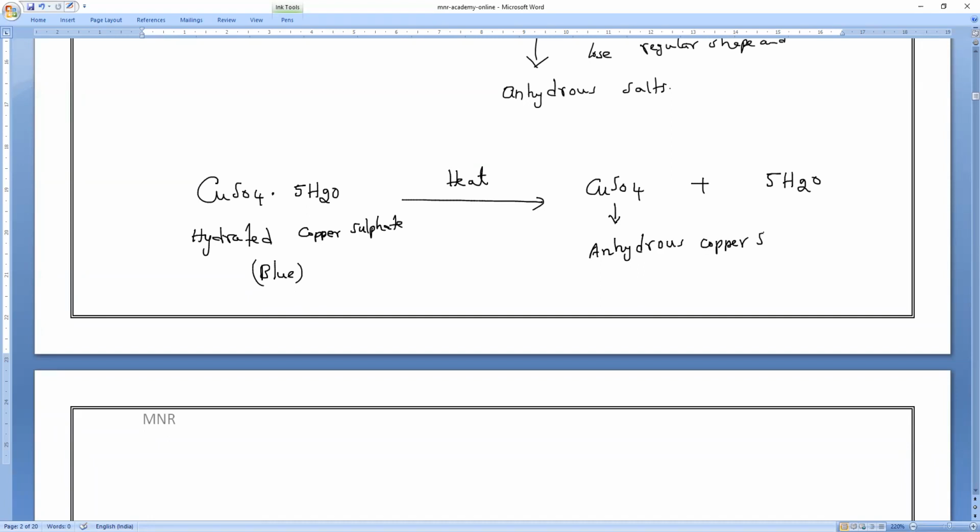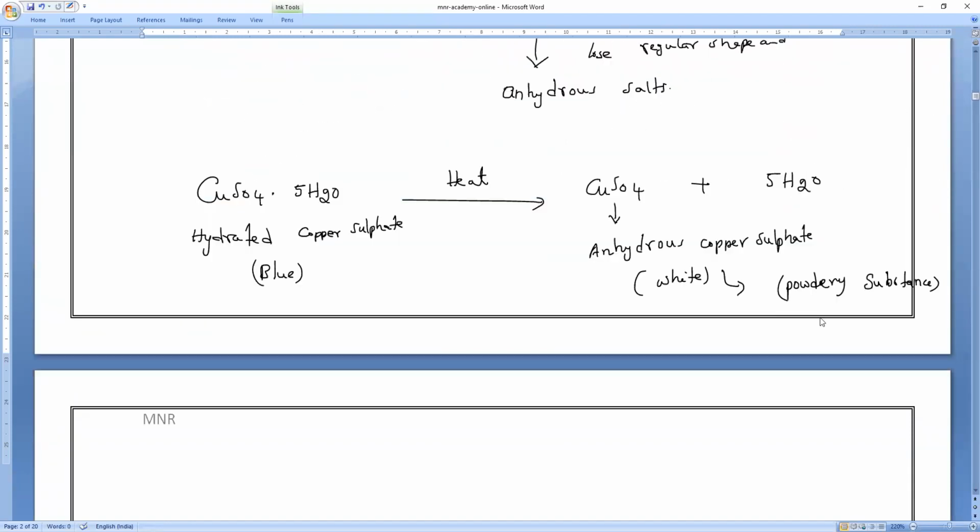But what is the color? Anybody can tell? The blue color will be lost. It will turn into what color? White color. That is what you have to remember. And this one is anhydrous, so it will turn into powdery. It is not a crystal one. It will turn into a powdery substance. Understand?